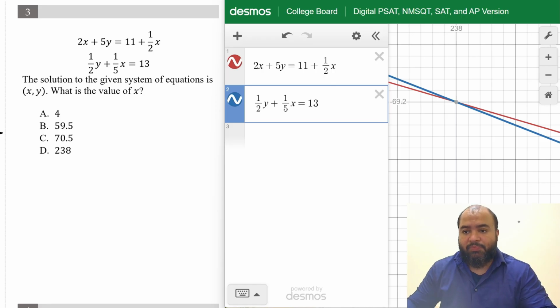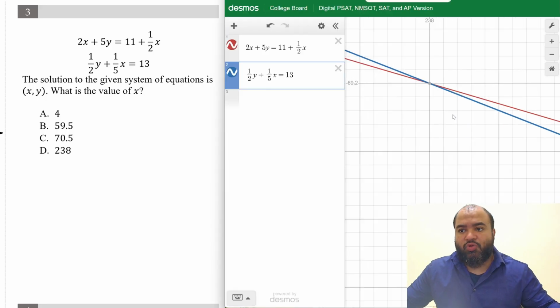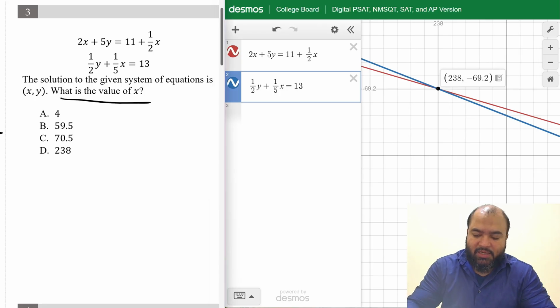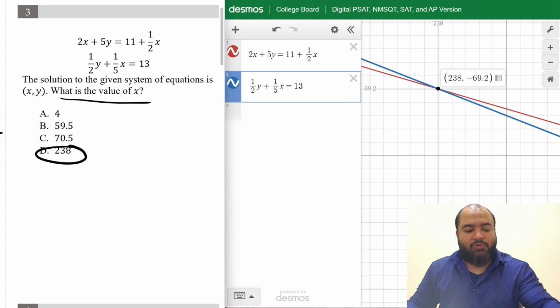It's pretty simple. And you see, this is the point of intersection. You can of course zoom in and zoom out on this. The point of intersection shows the solution of the two lines. The blue line is the second one, the red is the first one. So you see the x value is 238. They're asking what is the value of x. So that's 238. It's pretty simple if you use Desmos.